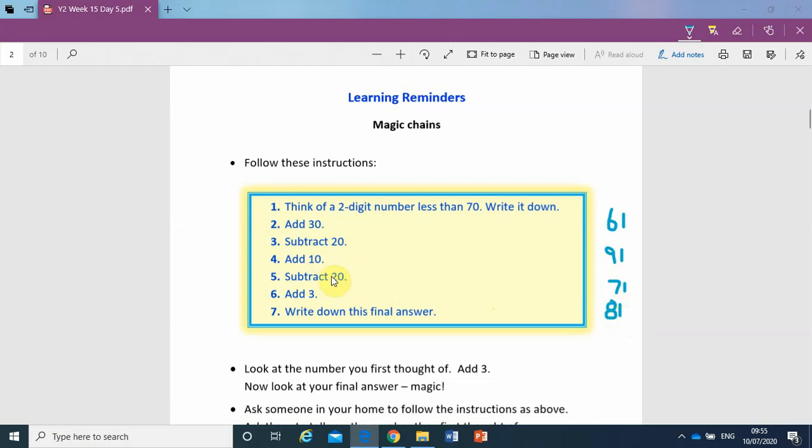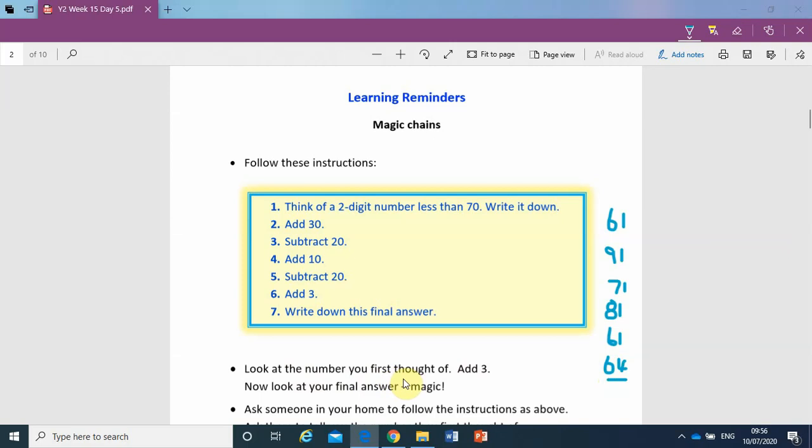81. Subtract 20. So 8 take 2 is 6. 80 take 20 is 60, so it's 61. Add 3. 61, 62, 63, 64. Okay, so that's my final number.